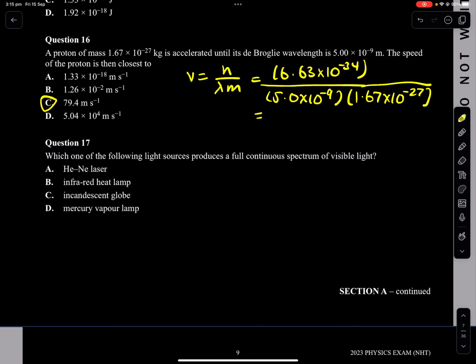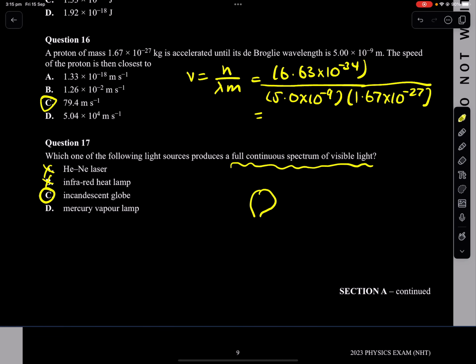Which of the following light sources produce a full continuous spectrum of visible light? Now you should know a full spectrum. There's only one that comes to mind, and that's what we call an incandescent globe. Let's have a look at the answers. A laser only produces one certain wavelength, so absolutely not A. An infrared heat lamp? No, it's creating infrared, and we want visible light. Absolutely not. Incandescent globe? Yes, that creates a continuous spectrum.